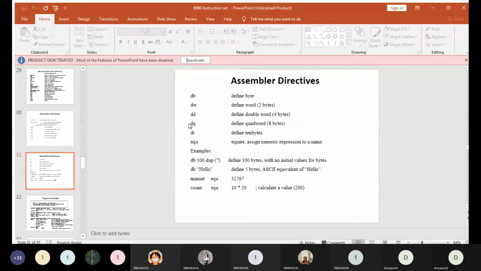See here, you can write DQ, where DQ stands for define quad word. Try to find out the difference between DD and DQ, where DD stands for double word, meaning 4 bytes. DQ stands for quad word. What is the meaning of quad? Quad means 4 words, so 4 words means 8 bytes. Each word consists of 2 bytes, so 4 into 2 is going to be 8 bytes.